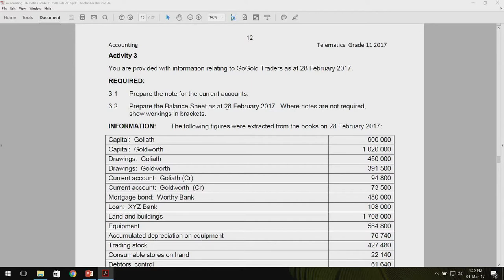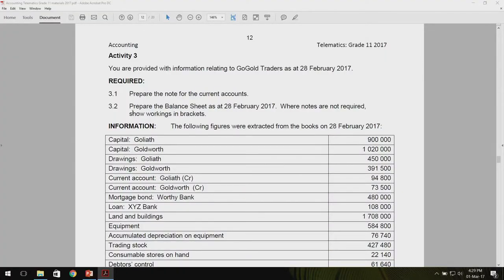Thank you. Okay, so if you look at the activity, this is what you should have in front of you. Let's read. You are provided with the information relating to Go Gold Traders on the 28th of Feb 2017. Girls and boys, it's very important to establish year end. My year ends on the 28th of Feb 2017, which was yesterday. What do they want us to do?